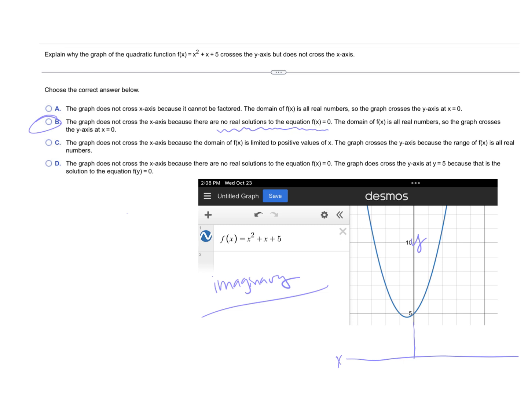The domain is all real numbers, which is true. We go left to right forever. And we cross the y-axis at x equals 0. So this ordered pair right here is (0, 5). So that does cross at x equals 0.